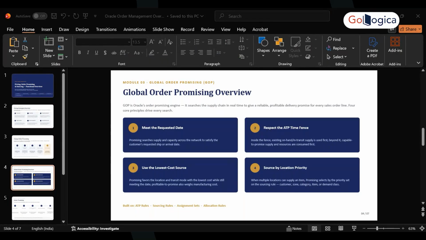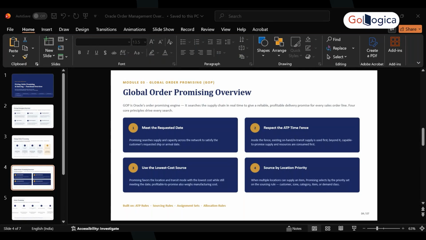The next one is our principle 3: use the lowest cost source. Oracle does not simply select the first warehouse that contains the inventory. Instead, GOP evaluates multiple fulfillment locations and identifies the source that provides the most efficient and cost-effective fulfillment. When performing this evaluation, Oracle considers factors such as transportation cost, warehouse priority, manufacturing cost, shipping lead time, and overall fulfillment cost.